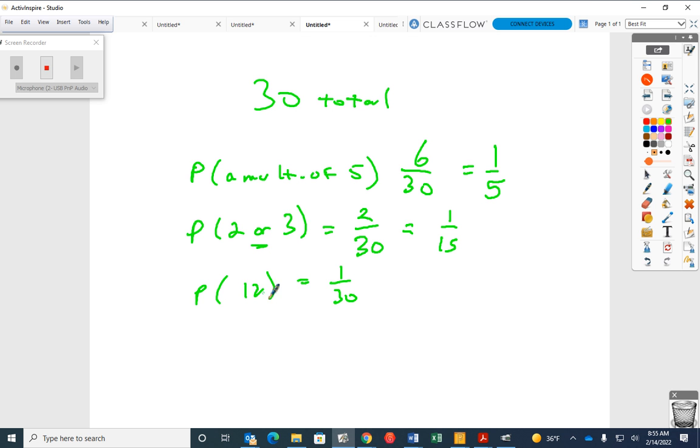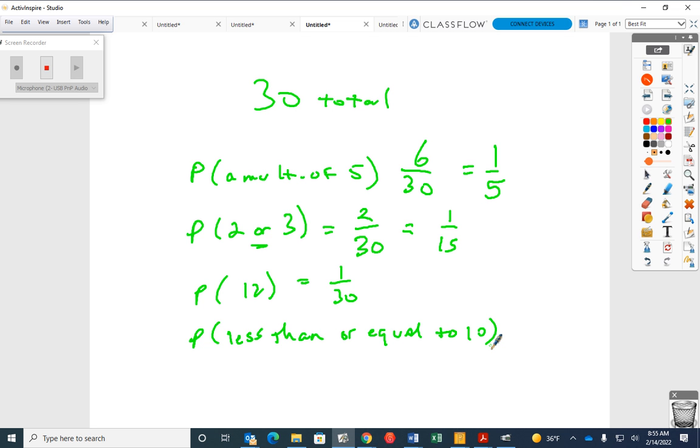Okay. Now this next one says the probability of a number less than or equal to 10. Okay. So let's first list the numbers that are less than 10 that we could get. Could we get a 1? Yes. Could we get a 2? Yes. A 3? Yes. A 4? Yes.